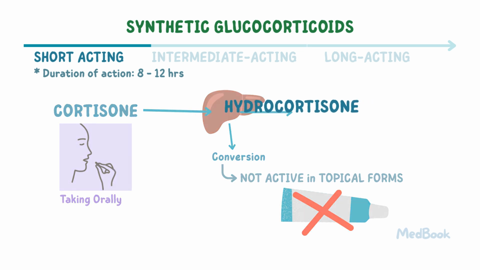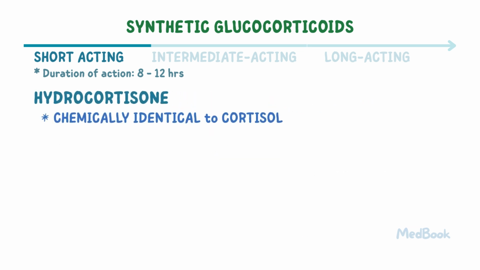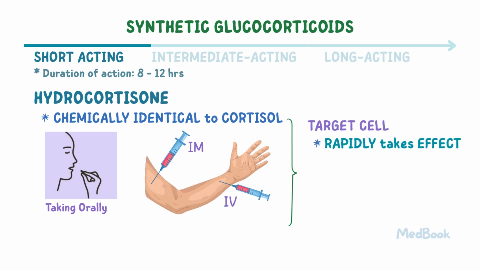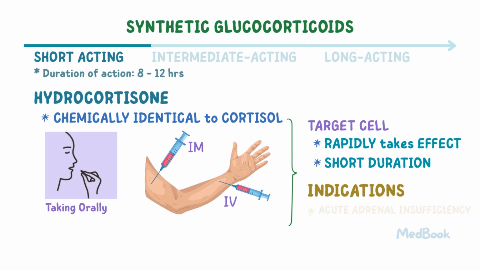On the other hand, hydrocortisone is chemically identical to cortisol and can be taken orally, intravenously, or intramuscularly. It then enters inside the circulation, goes to the target cells, and very rapidly takes effect, but only for a short duration of time. That's why hydrocortisone is the drug of choice in acute adrenal insufficiency. Hydrocortisone is also available in topical forms.